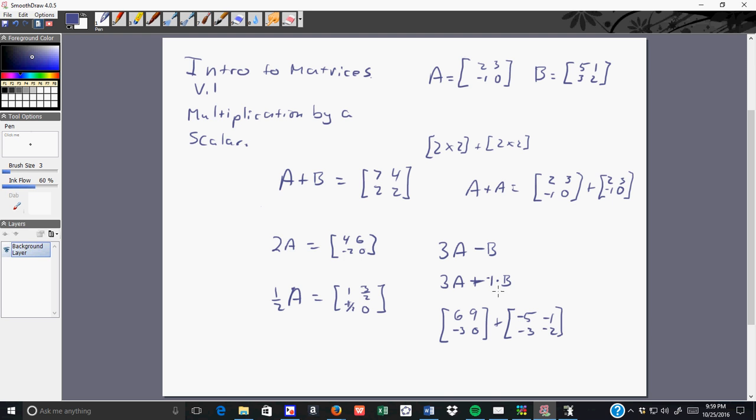You'll notice what I did was I kept adding, but I multiplied B by a negative number. And so I'm not actually subtracting them, I'm still adding them. And I get 1, 8, negative 6, negative 2. And that's it.